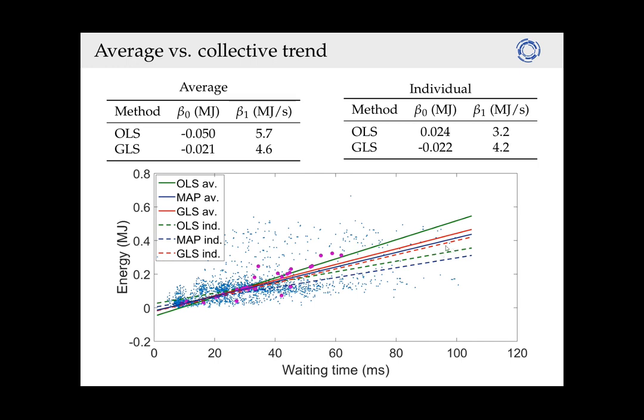With geodesic least squares, the two red lines, we have a relatively good correspondence. The blue lines are for maximum a posteriori, not indicated here, but you also see that the slope is quite different in the two cases.